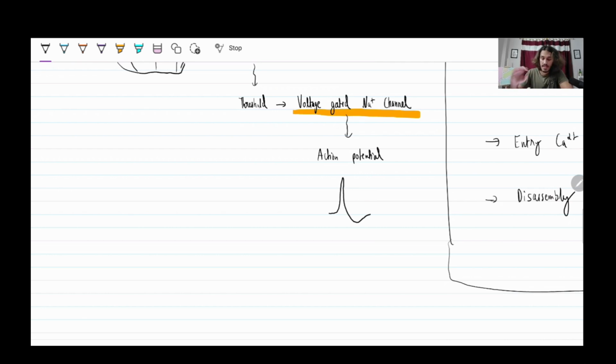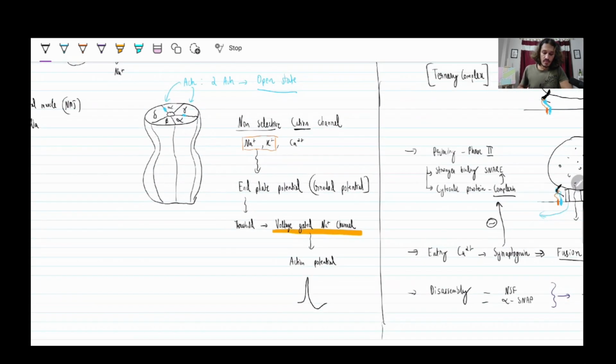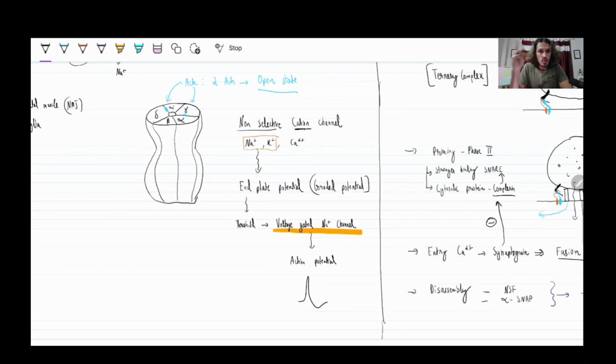Okay, because this is a skeletal muscle and sodium is involved over here. Once acetylcholine is binding, it becomes an open state where non-selective cation channels are moving in. That results in an end plate potential, and once it reaches a threshold, voltage gated sodium channels are activated, resulting in an action potential.